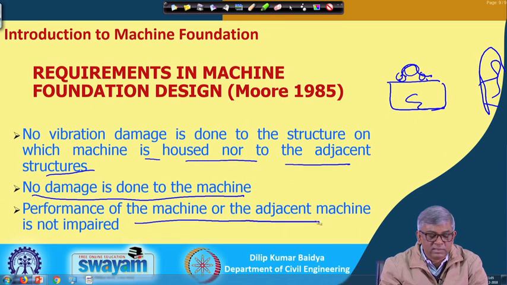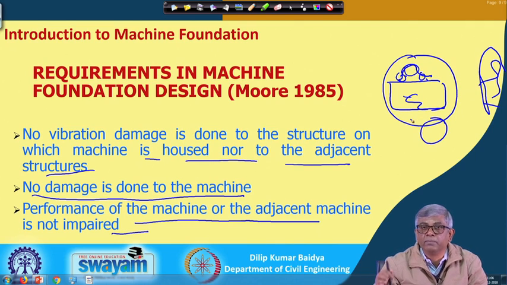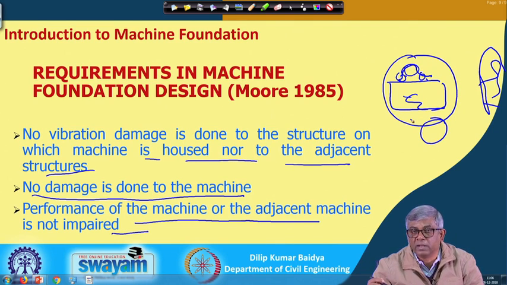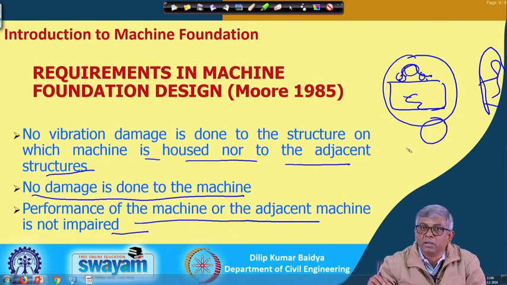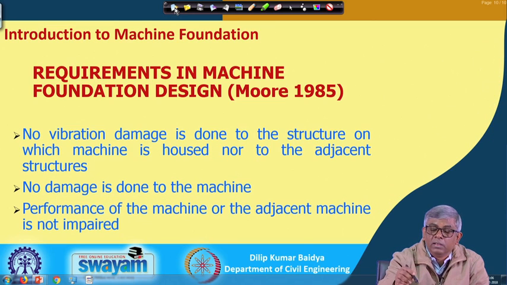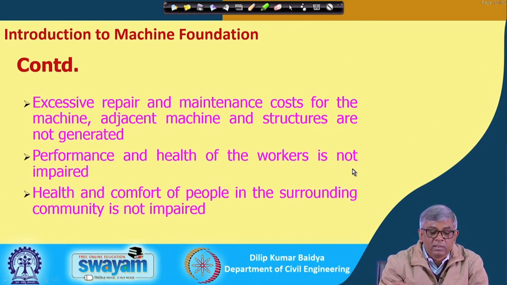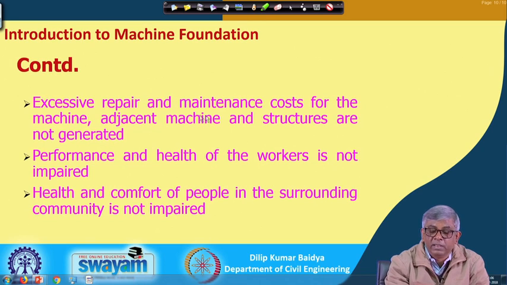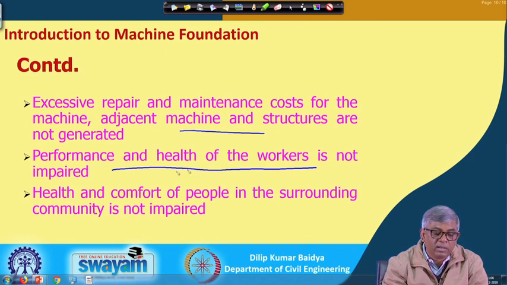Performance of the machine or the adjacent machine should not be impaired. If you have excessive vibration, then sometimes the machine may get shut down, or it may need maintenance, all those things happen because of the high amplitude vibration. Nearby machine operation also may be affected, so that also has to be prevented. Next one, you can see, excessive repair and maintenance. If I do not design properly, then you may require excessive maintenance or repair cost, that has to be prevented. Performance and health of the worker should not be impaired.